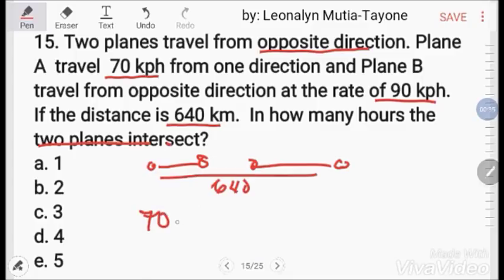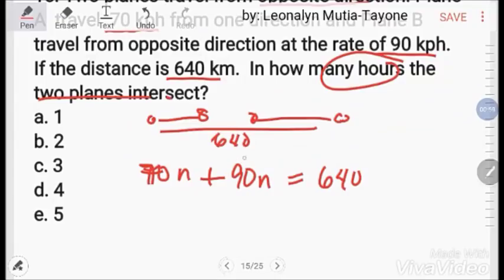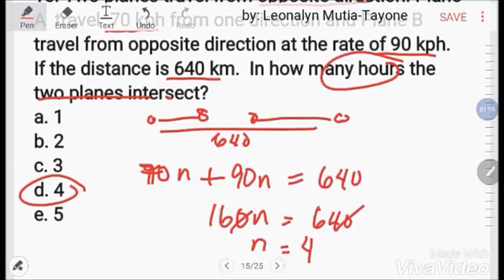Meaning, 70 plus 90 and let n be yung oras na mag-abot sila, 640. So, 70 plus 90, that is 160n equals 640. So, n, 640 divided by 160, cancel mo muna yan, 64 divided by 16, and that is 4. So, the answer is 4 hours.